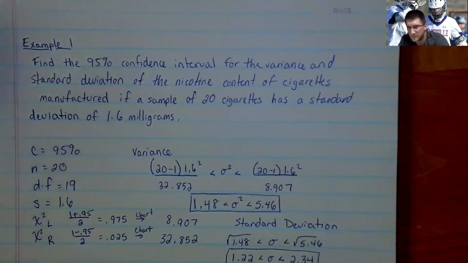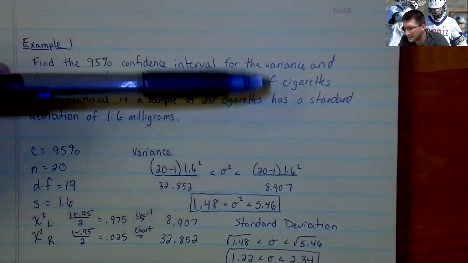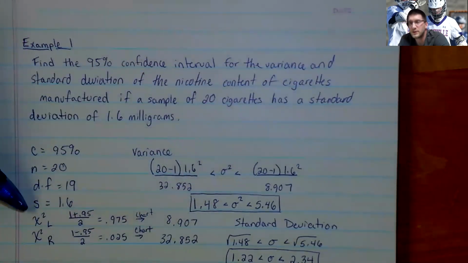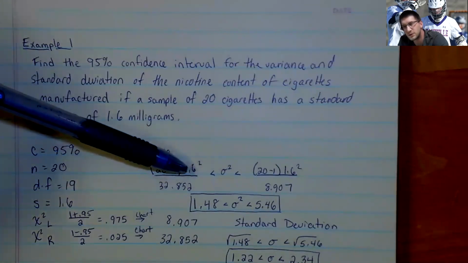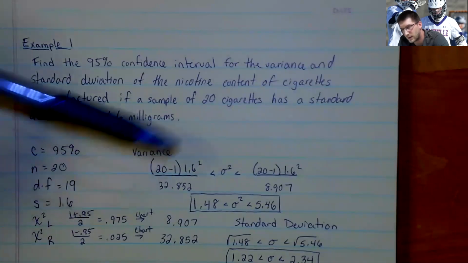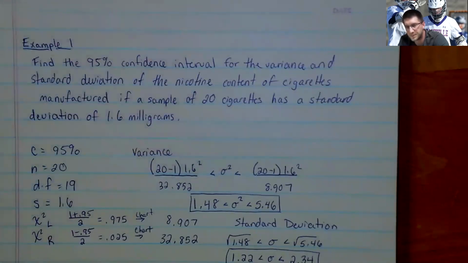So this is where the notation that you write is important. If it says it has a sample standard deviation of 1.6, that's only S. If it told you the sample variance was 1.6, then you would be writing S squared, which matters when you put it into the formula. If it's variance, you just plug it in. If it's standard deviation like this one, you'll have to square it to get to that S squared value.